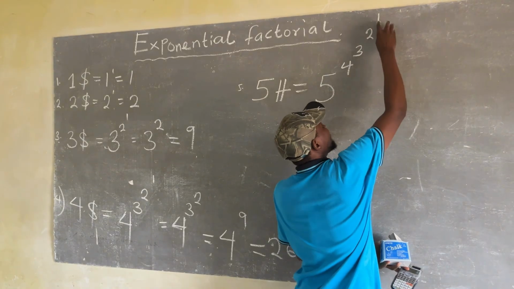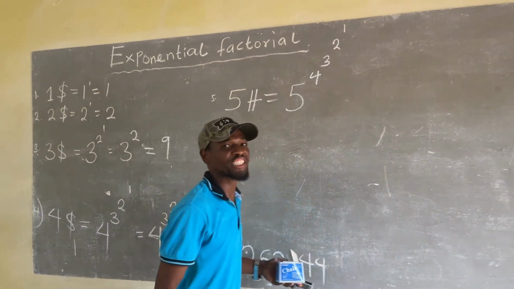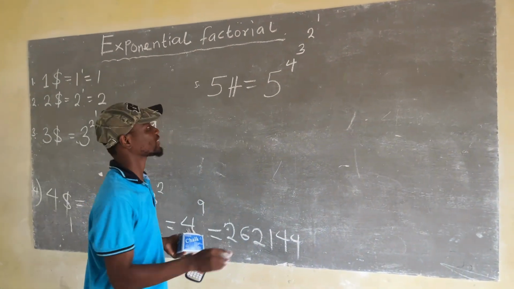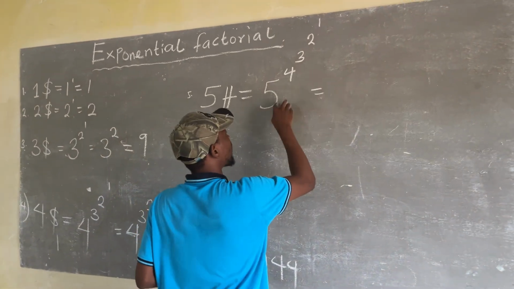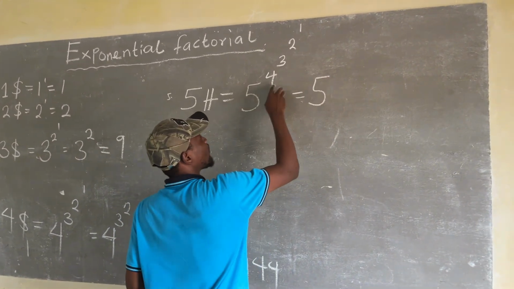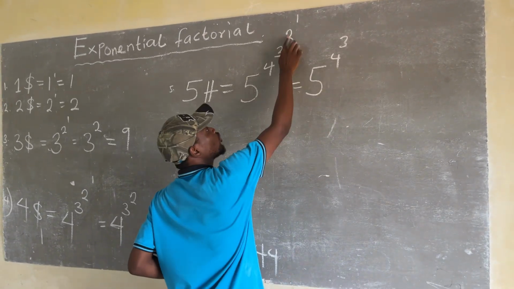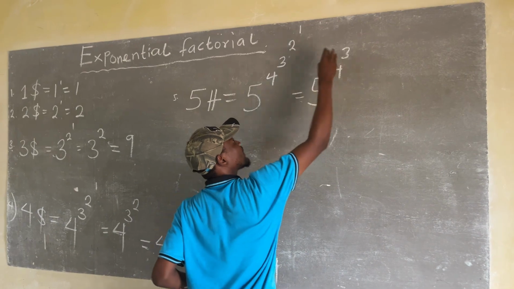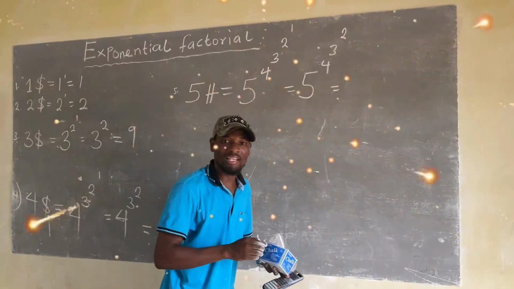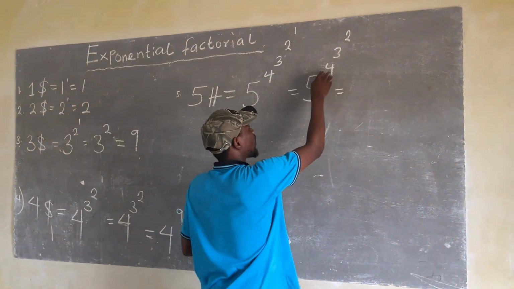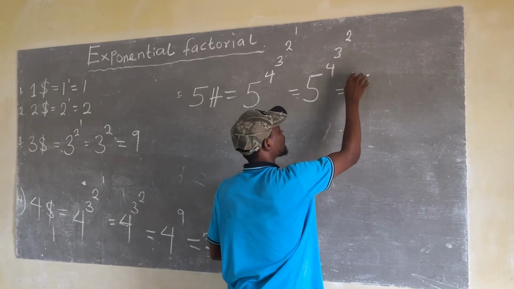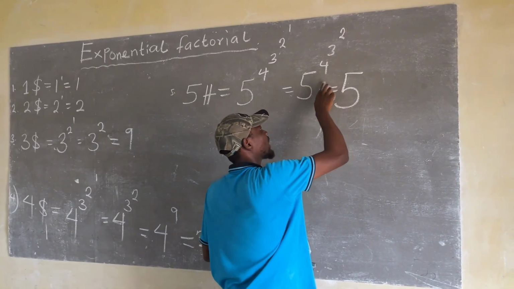I said when you get to 1, that is an indication that you will have to stop at that point. So this becomes 5 to the power 4, raised to the power 3. Class, what is 2 exponent 1? 2 exponent 1 is the same as 2. So class, let us evaluate this. We have my 5 over here, raised to an exponent of this.